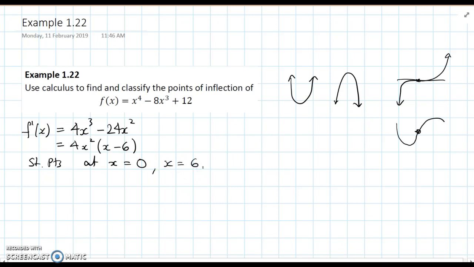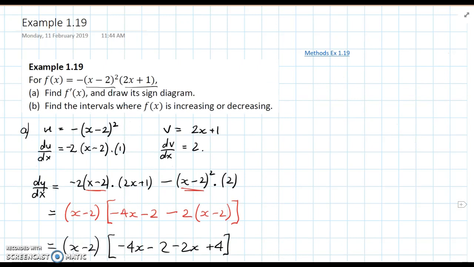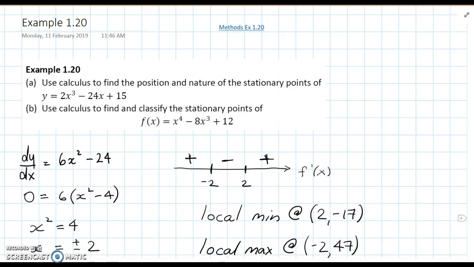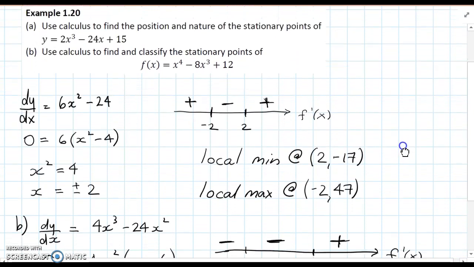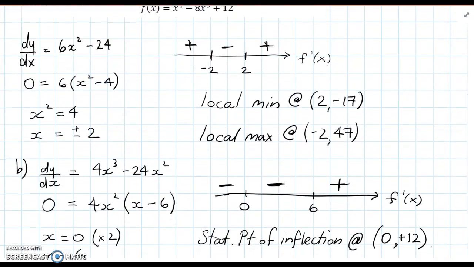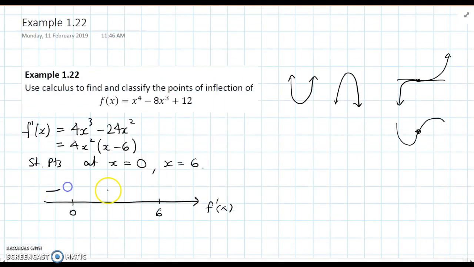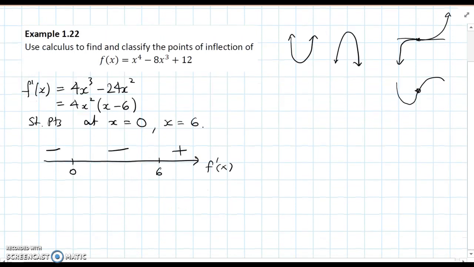And we would go ahead and show a sign diagram of the first derivative with 0 and 6. Now we've done this before, so I think it was this example here of 1.20. We found the sign diagram was negative, negative, positive. That tells us we've got a point of inflection here because of the two negatives, but we can confirm that using the second derivative.